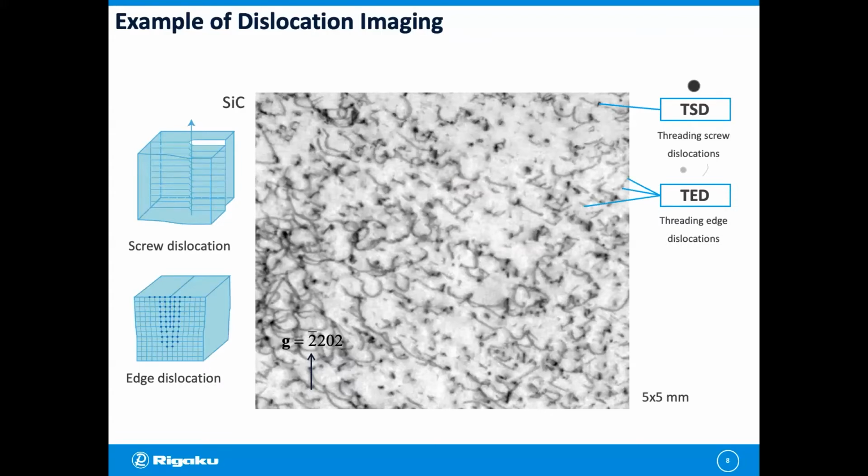TED is threading edge dislocations. This is shown as a weak dot-like or short line shape. BPD is basal plane dislocations. This is shown as a weak long line.